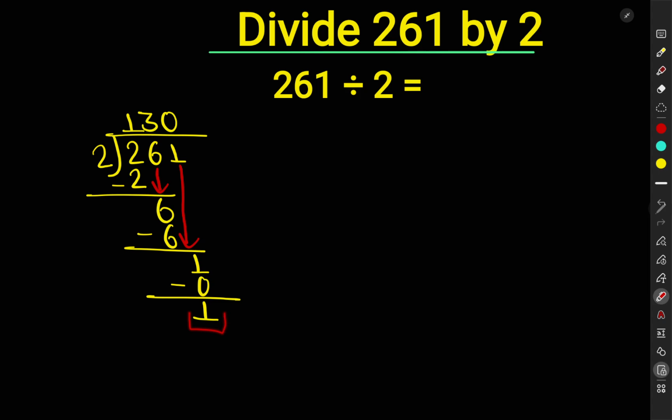So now this 1 is less than 2. So we put here decimal so that we take 0. So now it became 10 and 2 times 5 means 10. On subtracting we get 0. So 261 divided by 2 is 130 decimal 5.